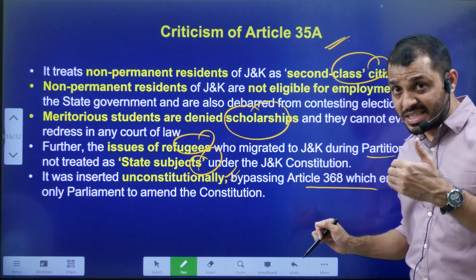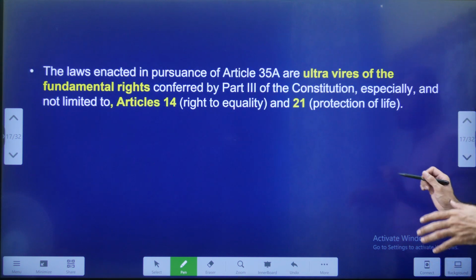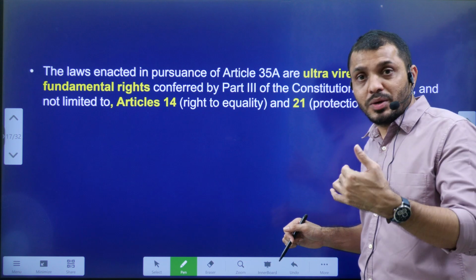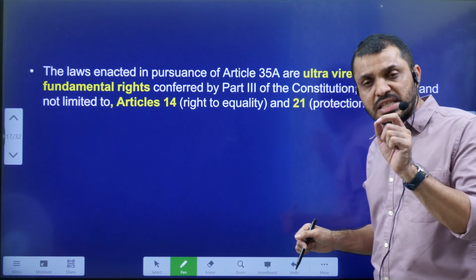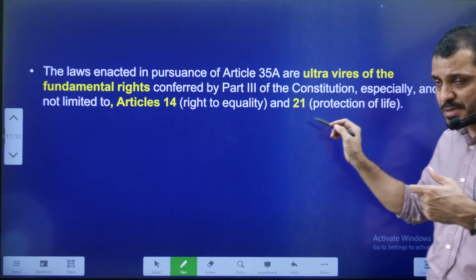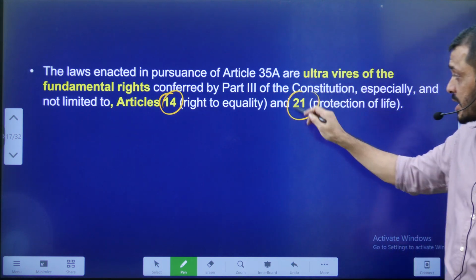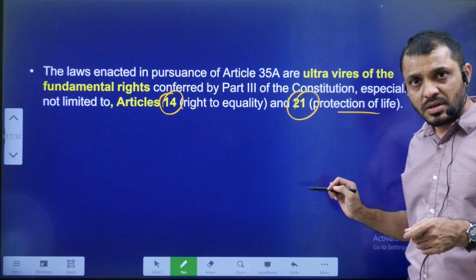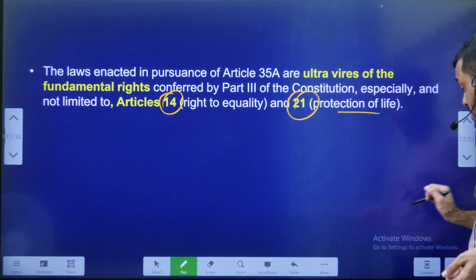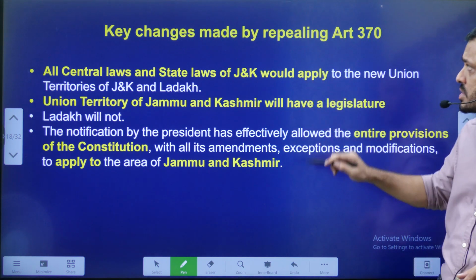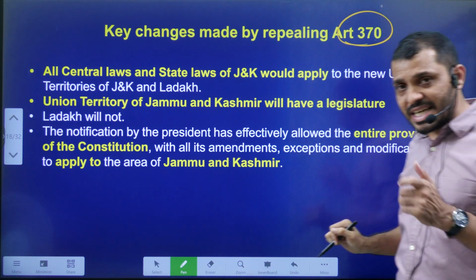Meritorious students did not get the scholarship because of this discriminatory nature. So people argue that this Article 35A is fundamentally against various principles such as Article 14, equality before law, as well as Article 21, protection of life. So some intellectuals argued that this Article 35A should be removed. That is the grounds. Next, what are the key changes?